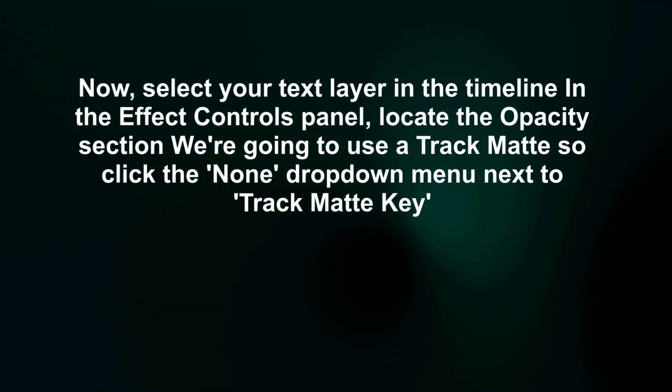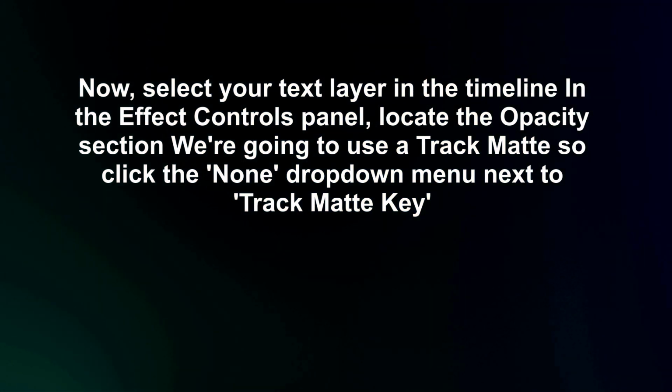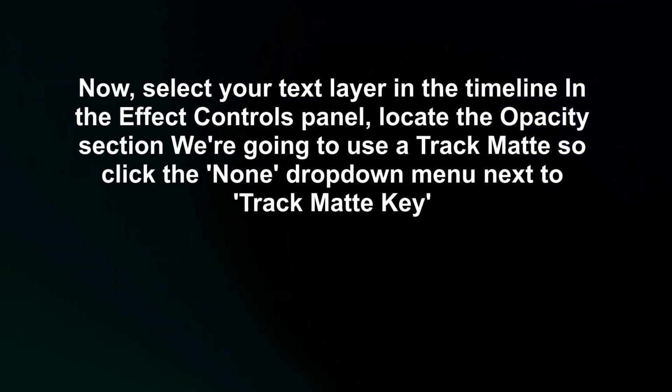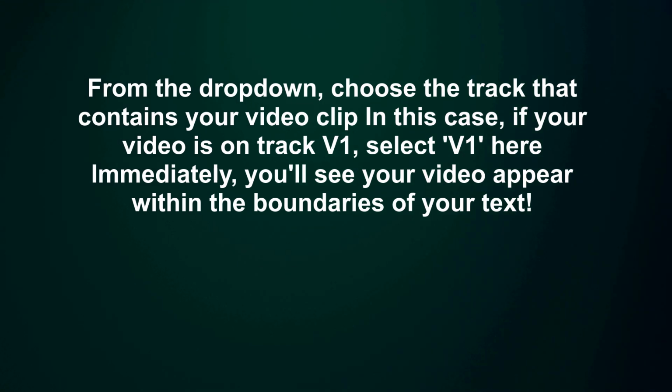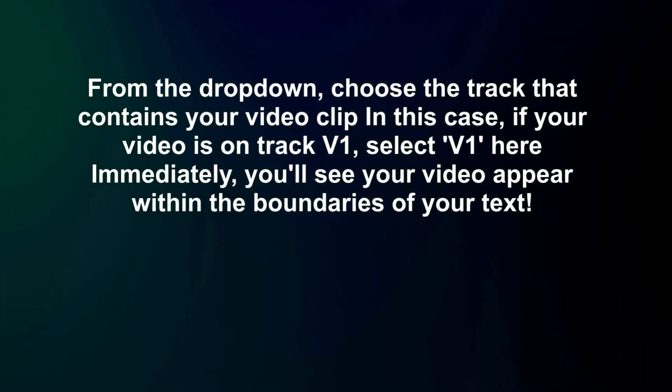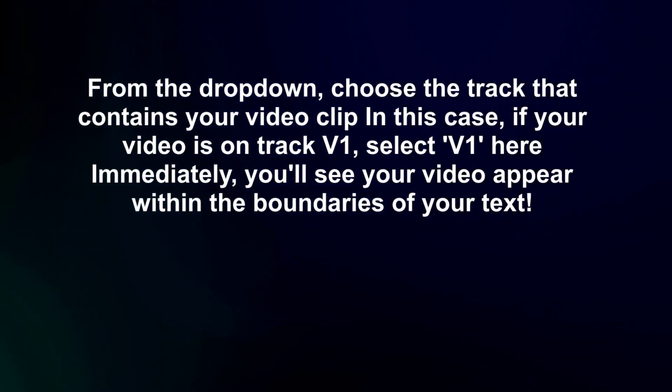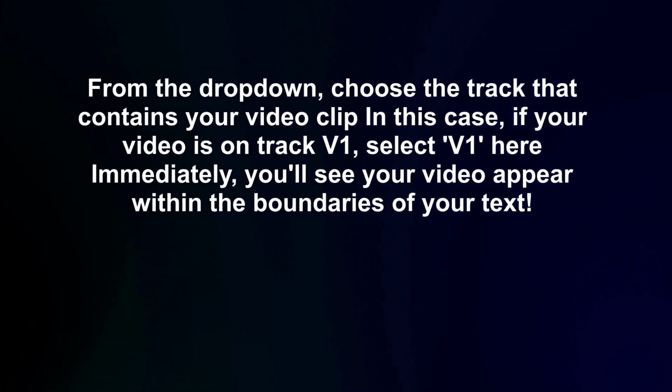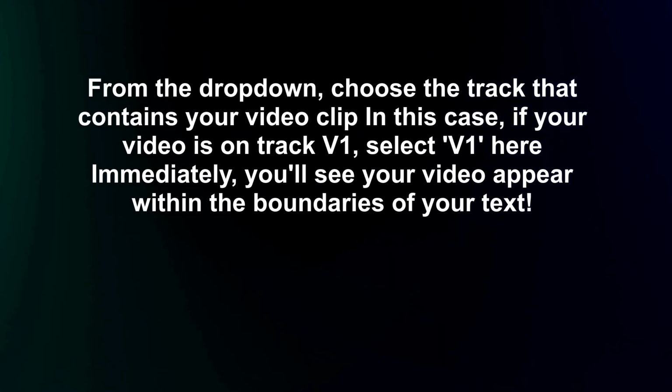Locate the opacity section. We're going to use a track matte, so click the None drop-down menu next to Track Matte Key. From the drop-down, choose the track that contains your video clip. In this case, if your video is on track V1, select V1 here. Immediately, you'll see your video appear within the boundaries of your text.